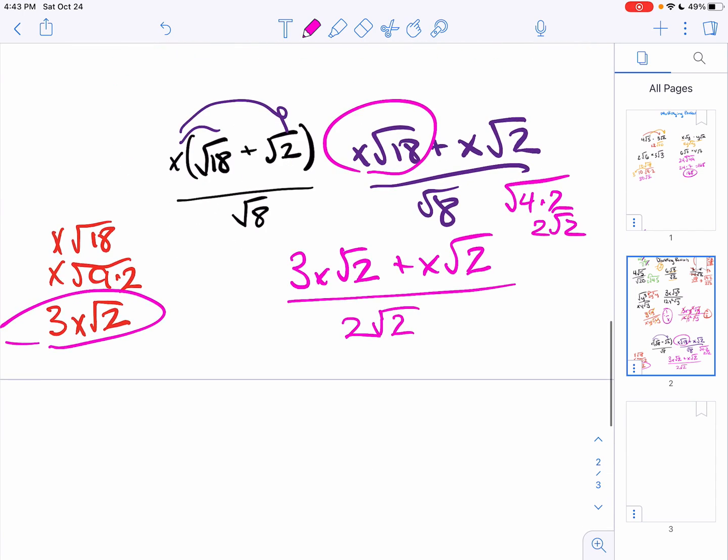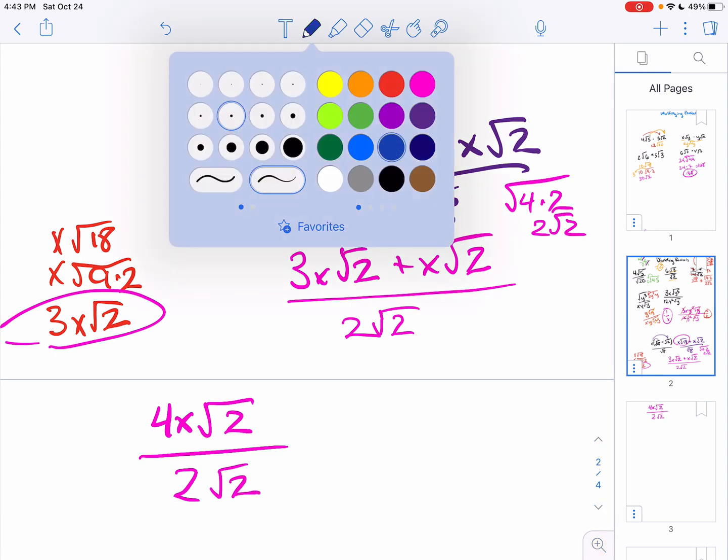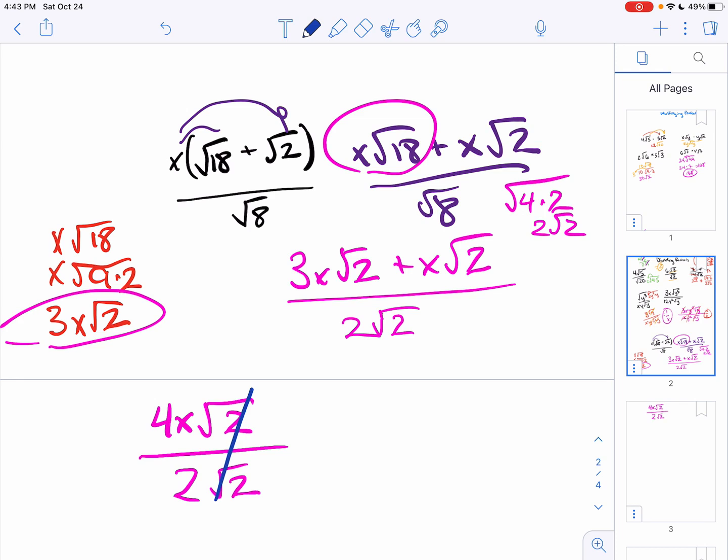Now I can actually add my radicals on the top. 3x plus x, 4x. Radical 2 stays. And then on the bottom, I have 2 radical 2. Alright, so now we're almost there. So now all we need to do is cross out my radical 2's, and I have 4 over 2, which equals 2. So I'm just left with 2x.